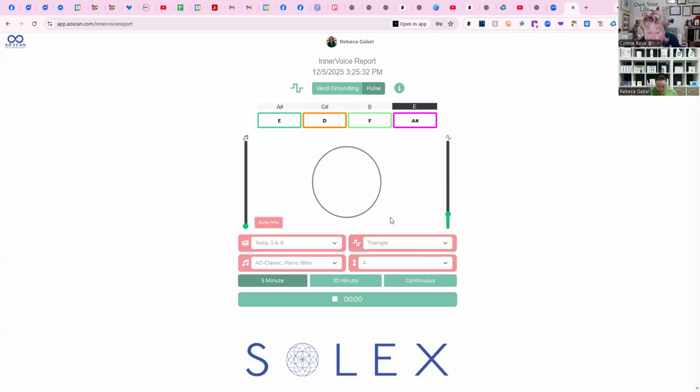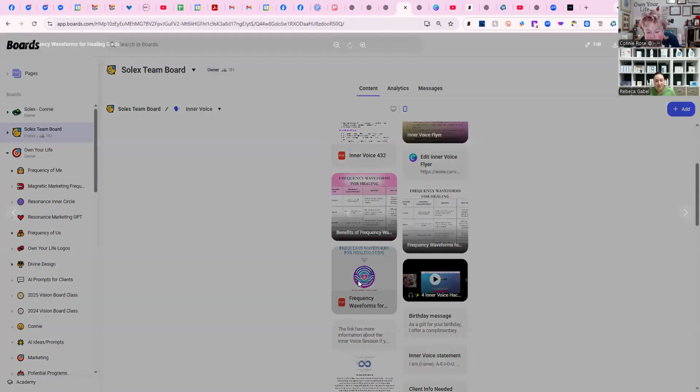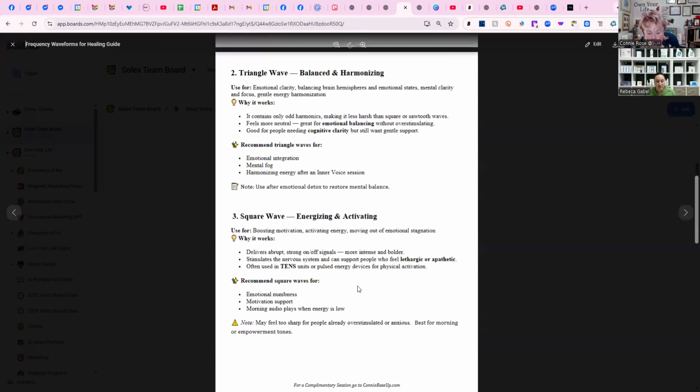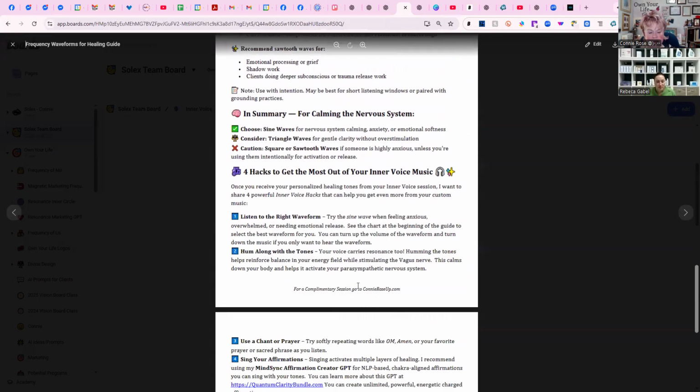Okay. So if you are wanting to deal, so for me, I created these hacks around the sine waveform because I was dealing with anxiety and nothing was working. No traditional things were working. And so I started researching it, and let me pull this up and go through these hacks real quick.